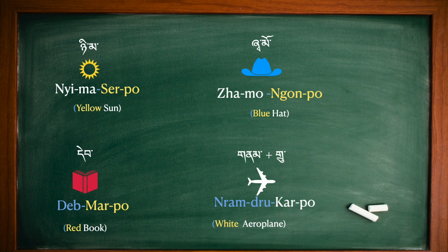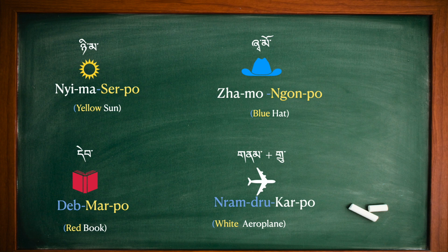Hat in Tibetan is shamo. Blue hat in Tibetan is shamo ngunpo. So ngunpo means blue. Blue hat is shamo ngunpo.